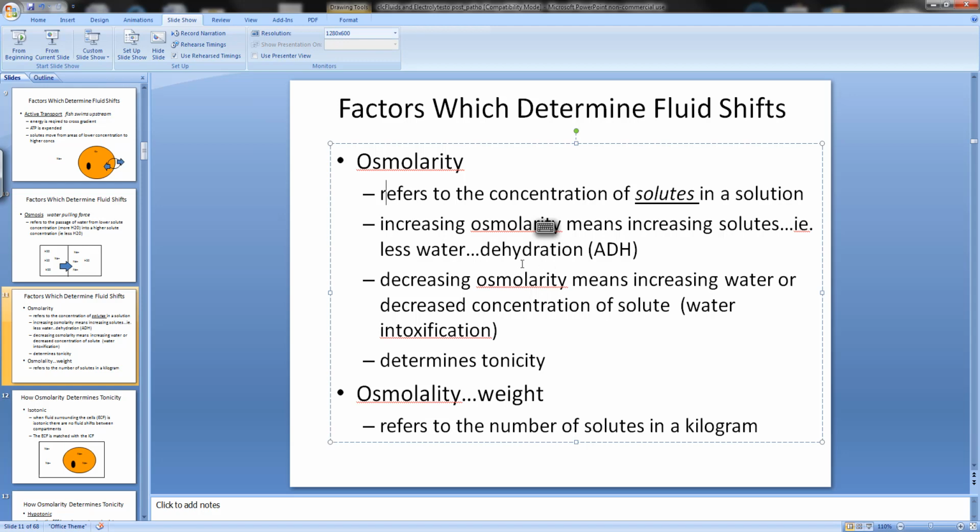These conditions are typical with, for instance, dehydration. And you'll have an increased level of antidiuretic hormone in response to that, and we'll get to that in a little bit. Decreasing osmolarity means that there's more water and less solutes. This is a concept you should really become quite fluent with, and we'll talk a lot about it during this semester. It's the osmolarity that actually determines the tonicity, whether cells will shrink or whether cells will swell.